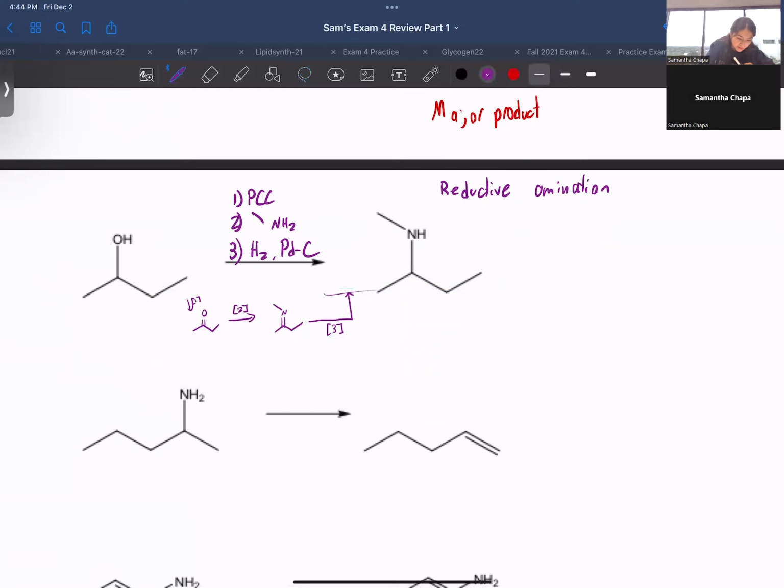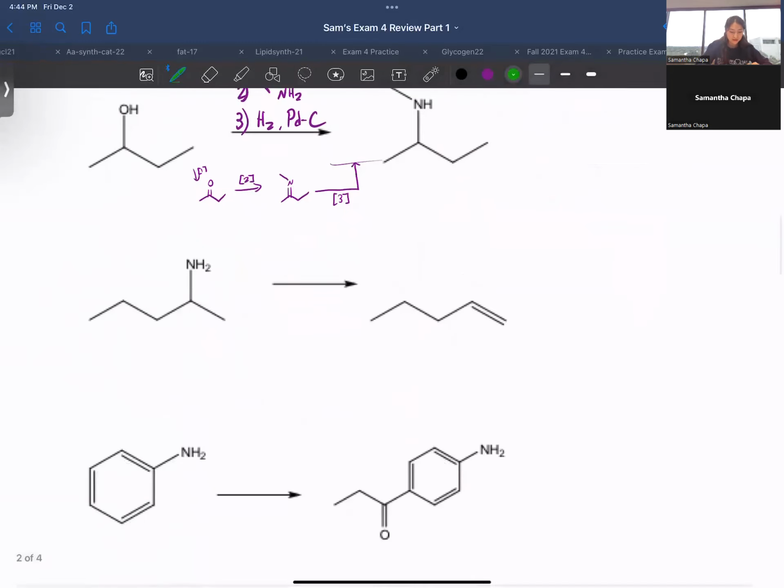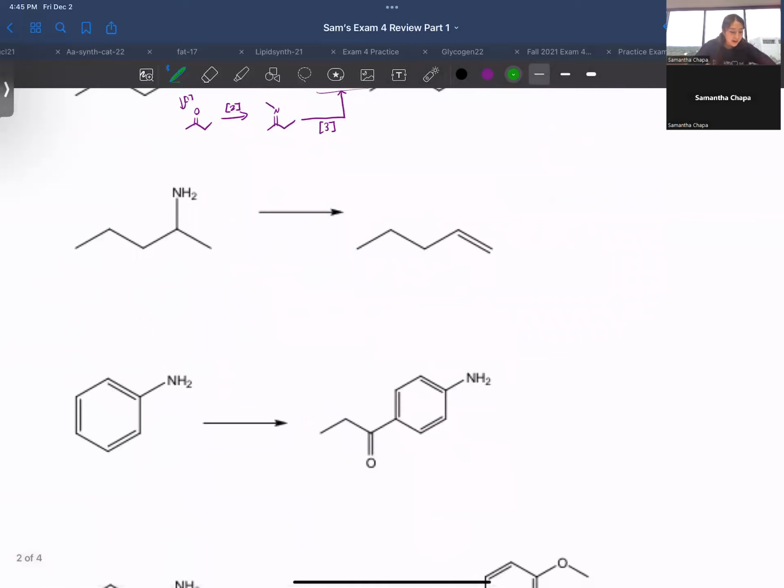Okay. I'm gonna change my color so I don't get confused. Let's go to this next one. Okay, so I have an amine on my left and I have a double bond on my right. So I know that we're gonna do an elimination, and one of the elimination reactions that we've learned so far in these chapters for this test is the Hoffmann elimination. So that's what I'm gonna be going for this one.